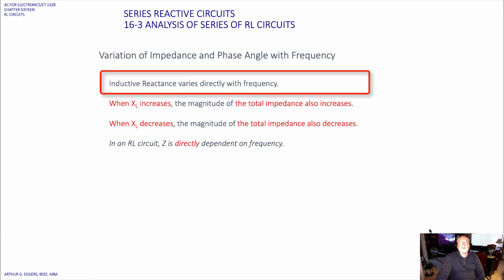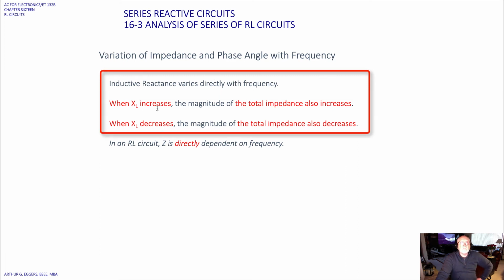Inductive reactance then varies directly with frequency. Like I said before, instead of that pure 90-degree relationship, now as we change the frequency of our source, we're going to change the inductive reactance. When X sub L increases, the magnitude of the total impedance also increases. When X sub L decreases, the magnitude of the total impedance also decreases.